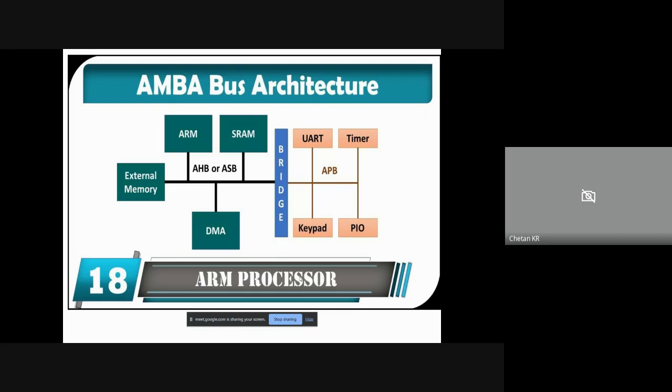Next. So this is our AMBA bus architecture, which is the ARM bus architecture. This is a summary of all the discussion we had so far. As you can see, at the left side, what we have is the ARM here. So ARM is connected to all types of memory, whether it's RAM or DMA or external memory, through a bridge, through a bus called AHB. The bus used between ARM and memory is AHB. If it is external memory, AHB. Internal memory or internal communication means we will use ASB.